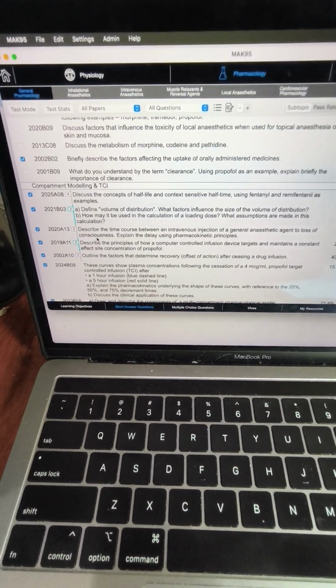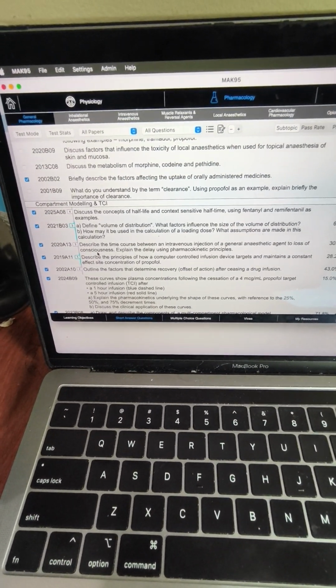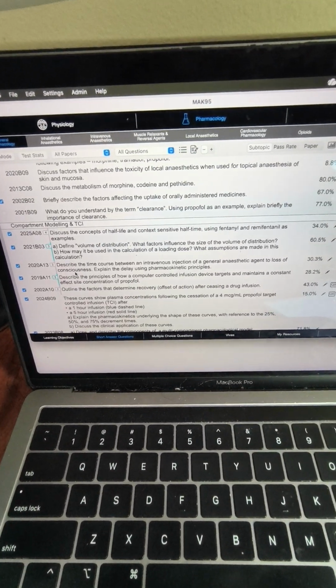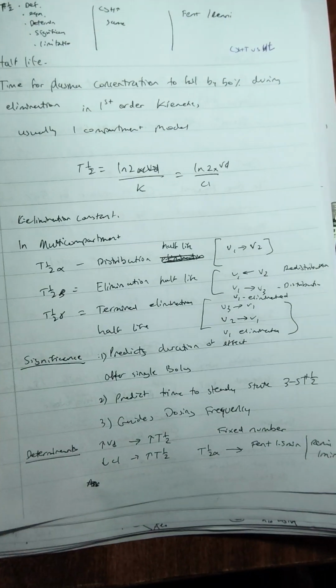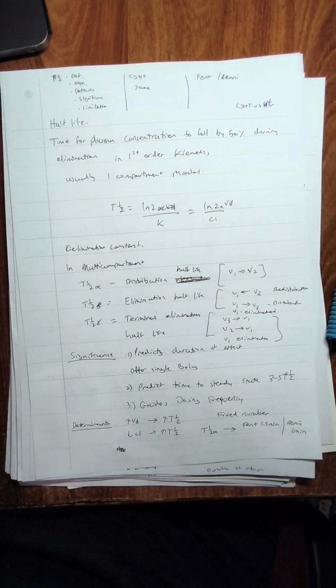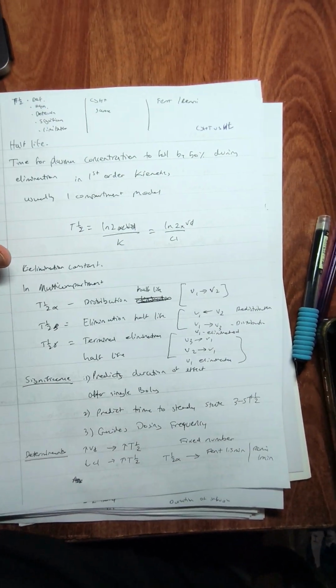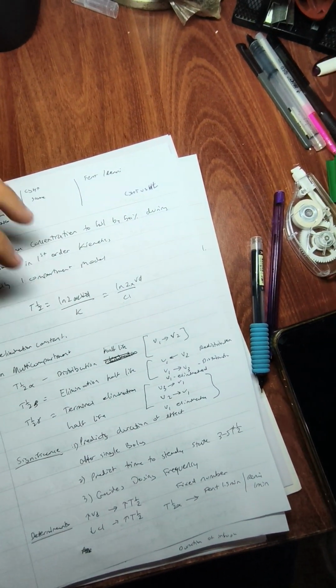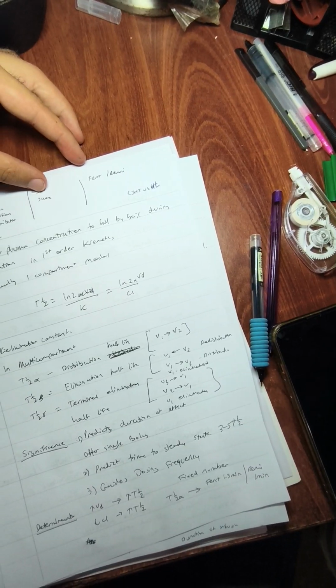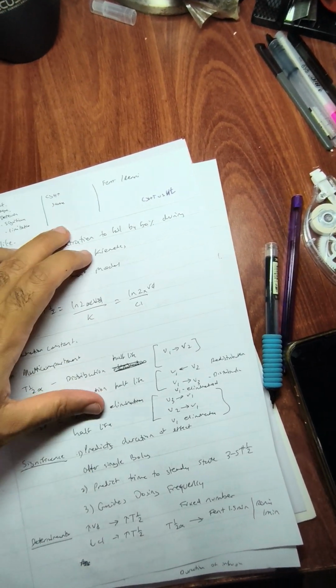Okay, so the question: discuss the concept of half-life and context-sensitive half-life using fentanyl and remifentanil as examples. So how do we structure this question? We first define what half-life is on one page, and then on the other page you talk about context-sensitive half-life, and you also do the same thing, you define it.